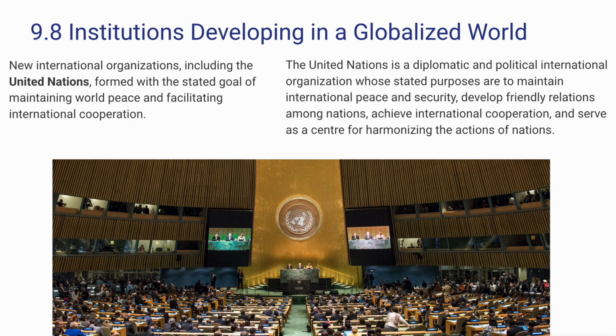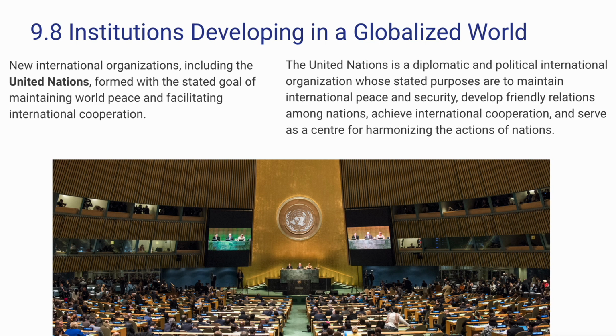The UN is a diplomatic and political international organization whose stated purposes are to maintain international peace and security, develop friendly relations among nations, and achieve international cooperation and serve as a center for harmonizing the actions of nations. Pictured there is at the UN, and you can see how it's set up kind of to look like a Congress, for example.